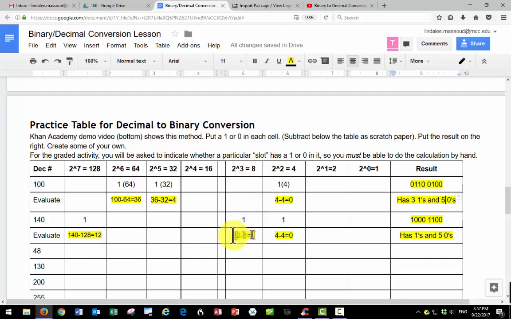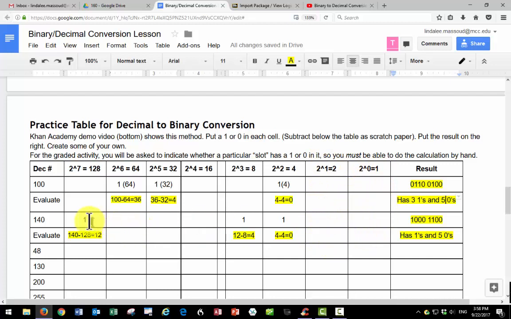And now we do the subtraction problem. 12, which was left over from here, minus the 8 from this column equals 4. All right, so now 4 is the number. Is there a 4 in 4? Yes, there is. So we'll put down a 1, and then we'll say that 4 that's left over minus this 4 from this column equals 0. There are no 2's in 0, and no 1's in 0, so we're done.